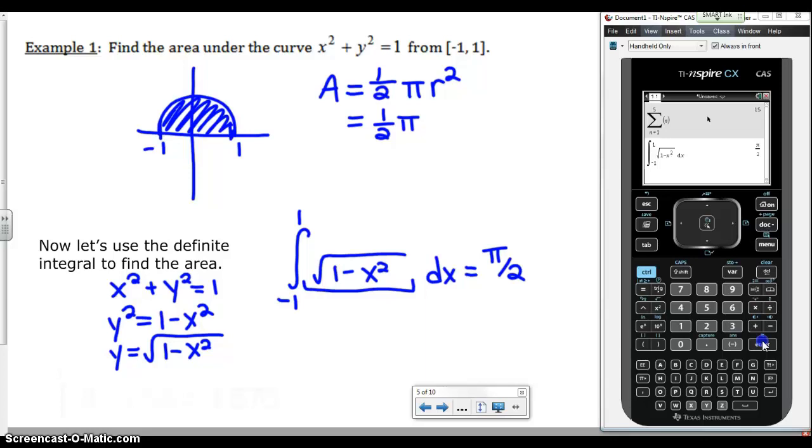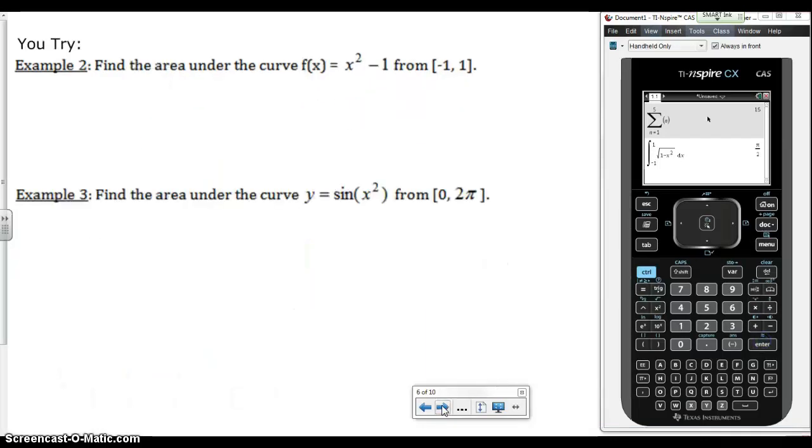So when you want to find area under a curve, from now on in calculus, you're going to set up an integral. So right now, I want you to try example 2 and example 3. Set up the integral, type them in your calculator, get the answer. So pause the video, see if you can get the answer, and then I will put the answers up for you to check.